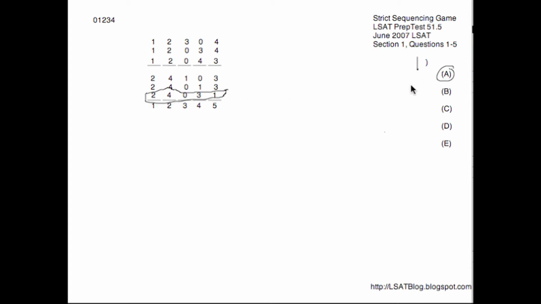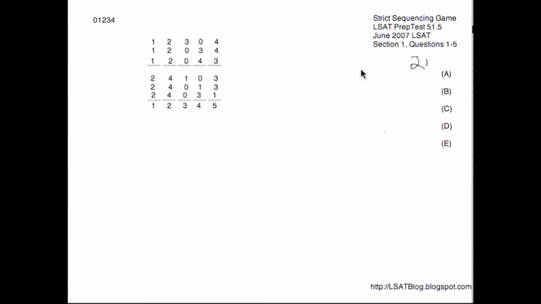I will look at the rest of the choices though. Must the second digit be 0? No, the second digit is 4, so B is gone. The third digit's 3? No, the third digit is 0. Fourth digit 4? No, it's 3. Fourth digit 0? No, once again it's 3, so A is our answer for number 1.